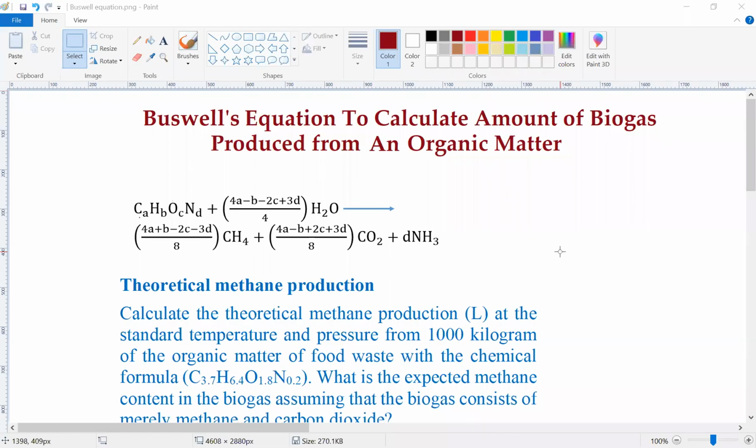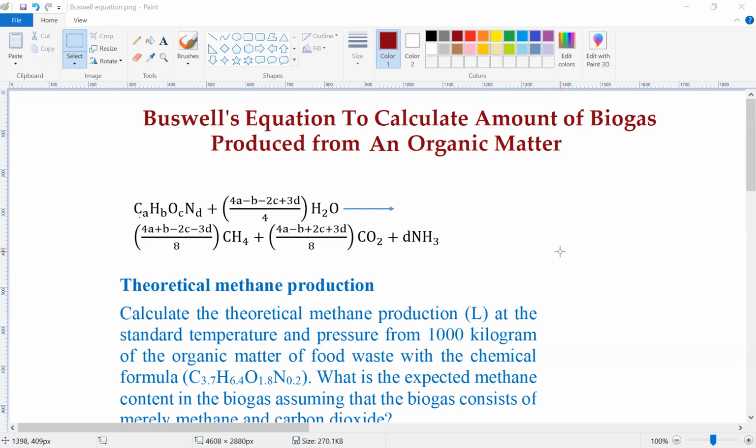Hello everyone. Today we are going to explain how to use the Buswell equation to calculate the amount of biogas that can be produced from an organic matter. First, we have to understand that anaerobic digestion is a bioprocess that converts organic matter to biogas under anaerobic conditions, which means that there is no oxygen. The Buswell equation here is used just to predict the amount of biogas.